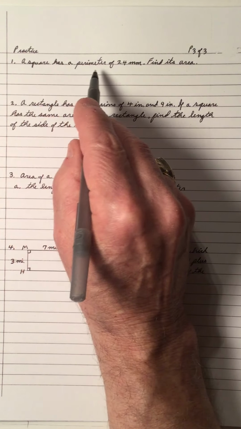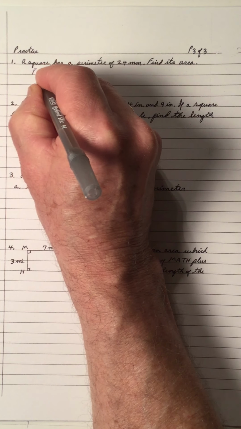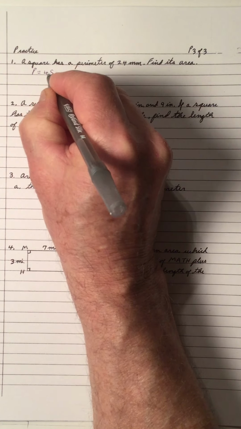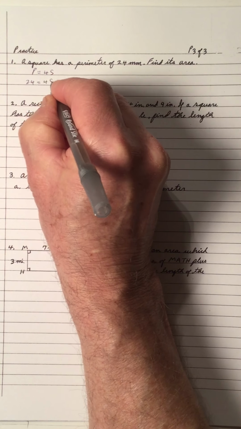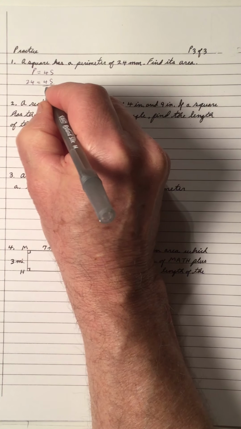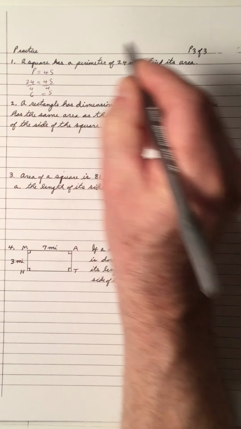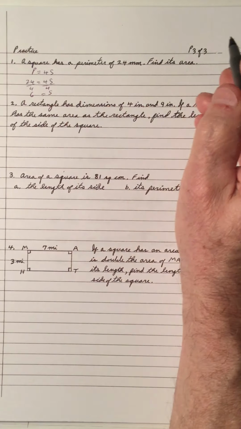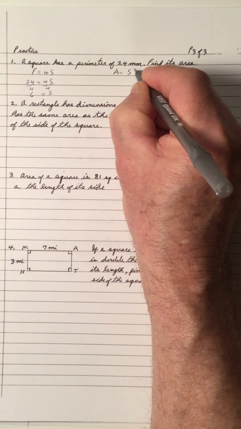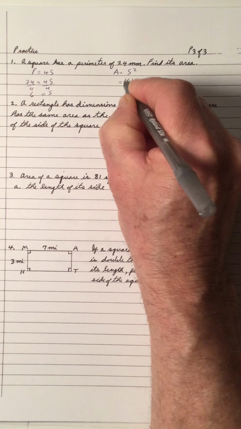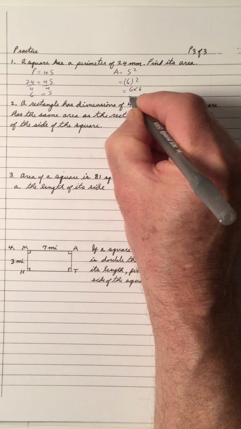A square has a perimeter of 24, find its area. So the perimeter of a square is P equals 4S. So if the perimeter is 24, fill in 24 for P and divide both sides by 4, and we get S is 6. So that's 6 millimeters. So we know the area formula for a square is S squared. So we get 6 squared. 6 sixes are 36.